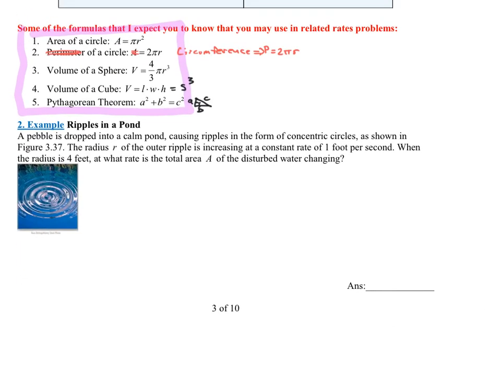So let's see some examples here in action. It says, a pebble is dropped into a calm pond, causing ripples that form concentric circles, as shown in the figure. So look at the figure, and you can see that it's making circles. It says the radius of the outer ripple is increasing at a constant rate of 1 foot per second. So they're giving us the rate of change of the radius, in other words, r prime. It says when the radius is 4 feet, at what rate is the total area of the water changing?